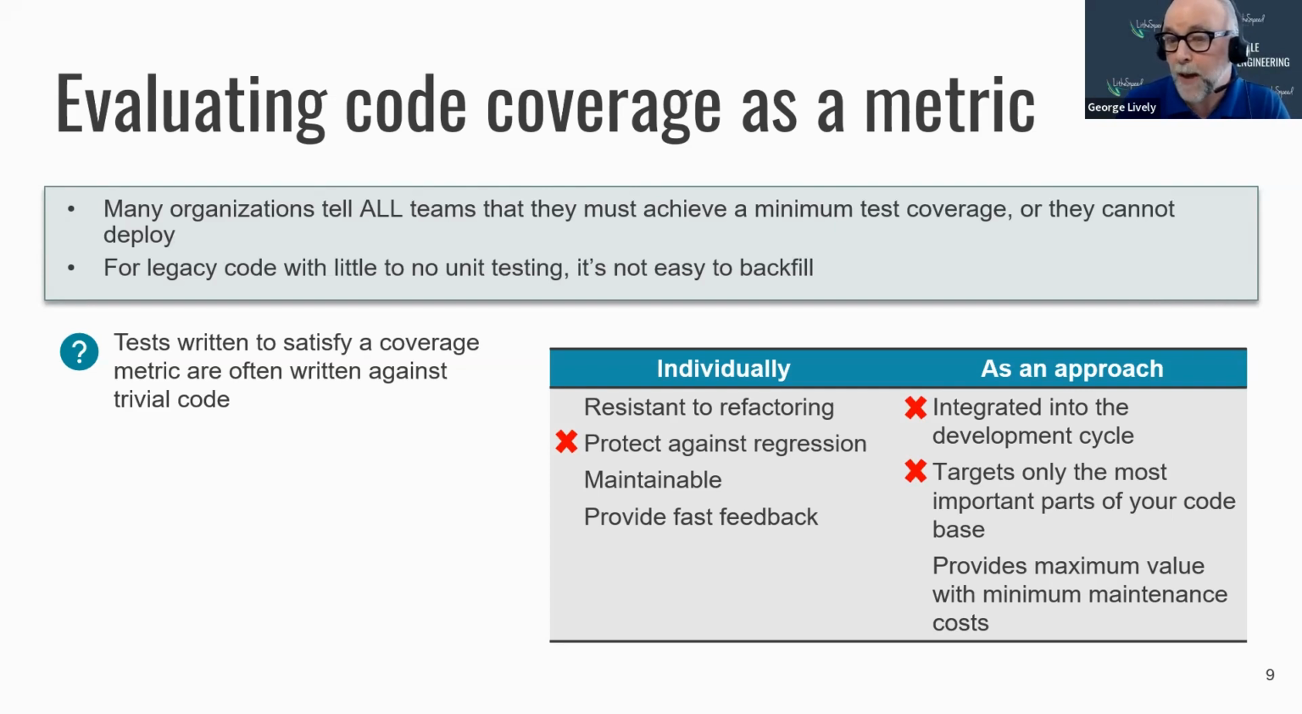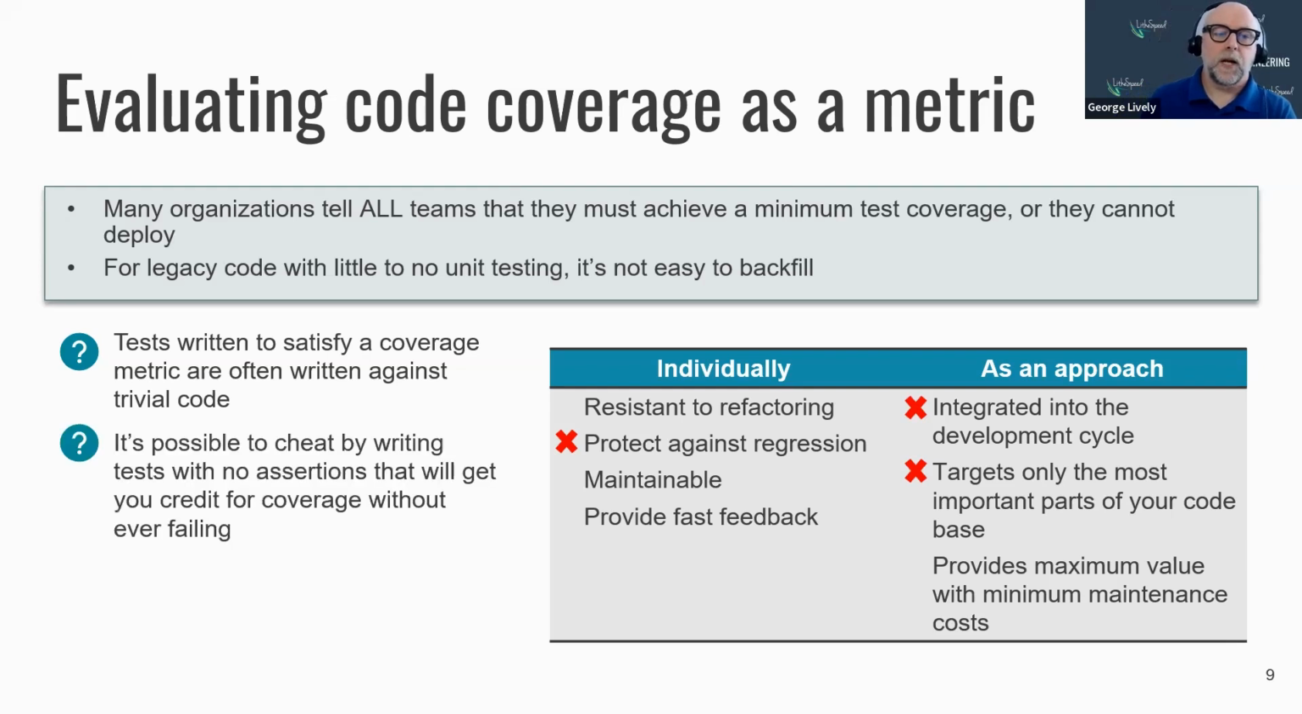The fact that you are backfilling and writing it much after the fact means it was not integrated into your development cycle, and it's not targeting the most important parts of your code base. Okay? What else? One thing I have seen is that teams will cheat. They will understand that there is a way to work this metric and get some test coverage without actually having any assertions. So you'll get credit for the coverage. That code will never fail.